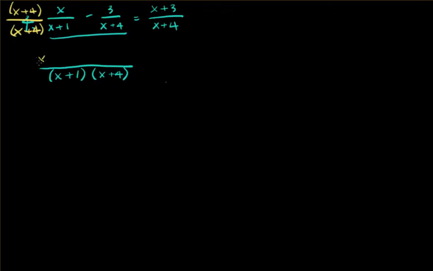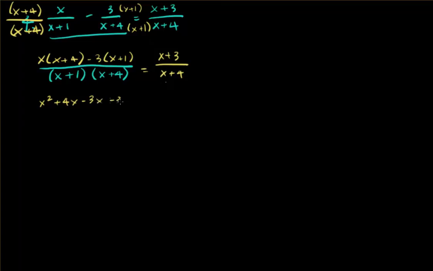So I have x times x plus 4. Over here I have x plus 1 and x plus 1. So I have negative 3 times x plus 1. Okay, that equals x plus 3 over x plus 4. Let's go ahead and distribute: x squared plus 4x minus 3x minus 3, over x plus 1 and x plus 4, equals x plus 3 over x plus 4.